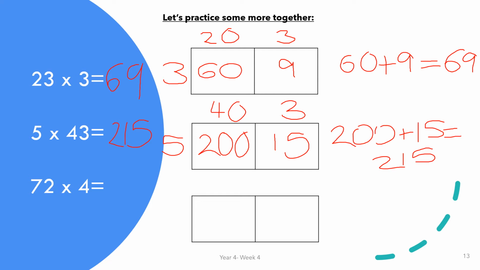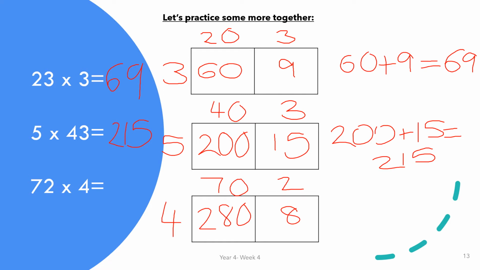72 multiplied by 4. Again, single digit goes to the side. The double digit is split. We've got 70 and 2. So 4 multiplied by the 7 would equal 28. Add the 0. I've got 280. Oh, I don't know what happened to my 2 here, so I'll do that again. Now we've got 4 multiplied by 2, which equals 8.